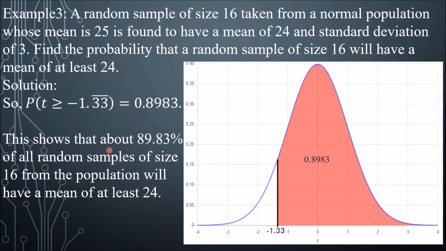This shows about 89.83%, so this is 0.8983. That's the probability that t is greater than or equal to negative 1.33. This shows that about 89.83% of all random samples of size 16 from the population will have a mean of at least 24.